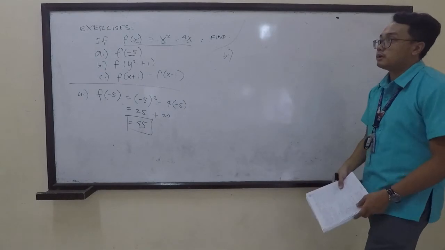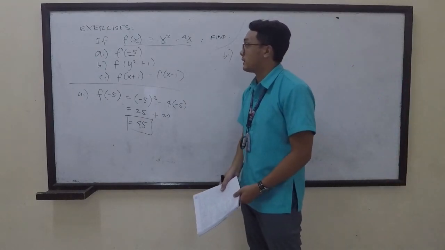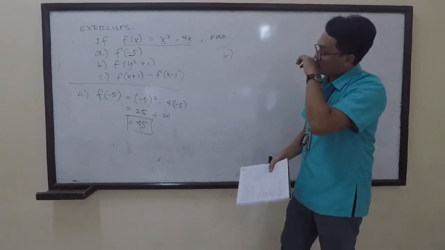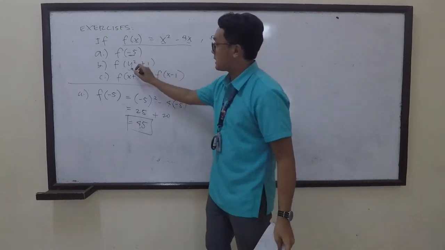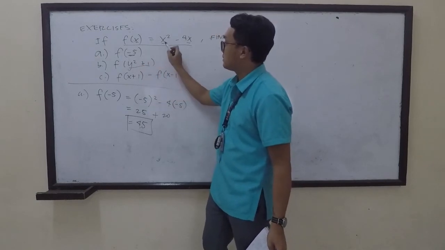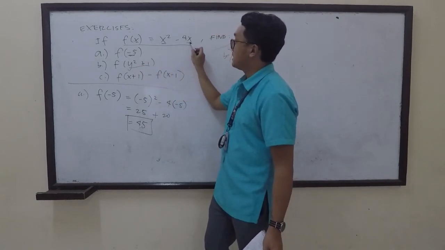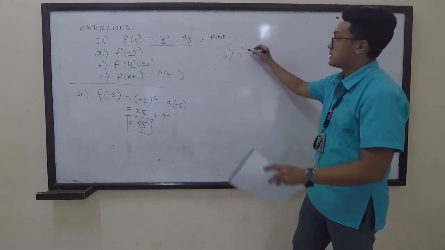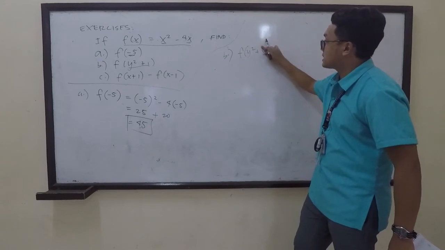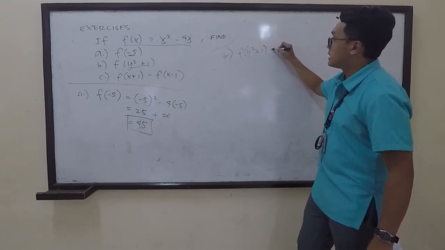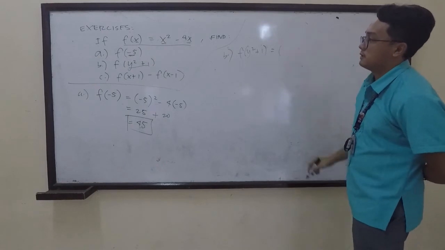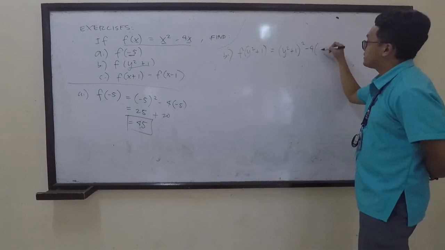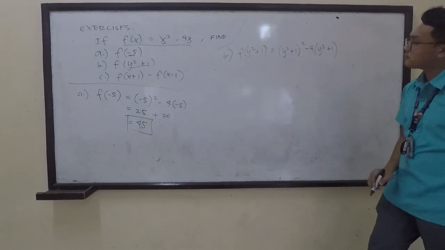Okay, so letter B is somewhat similar to letter A, but it involves another variable. Whatever is inside the parentheses, we're going to put in place of the x here and also here. So f of y squared plus 1 is equal to, instead of x, now y squared plus 1 squared minus 4 times y squared plus 1.